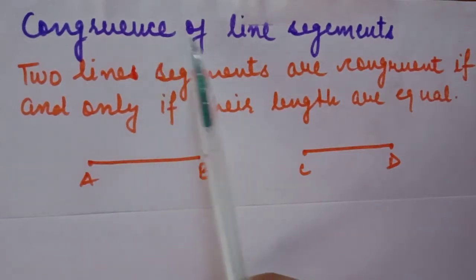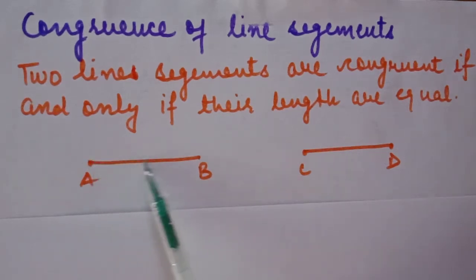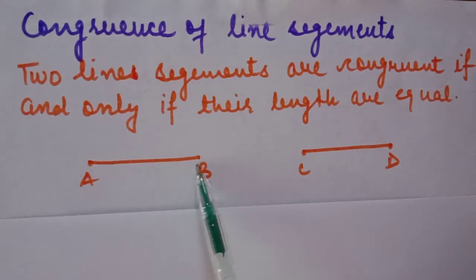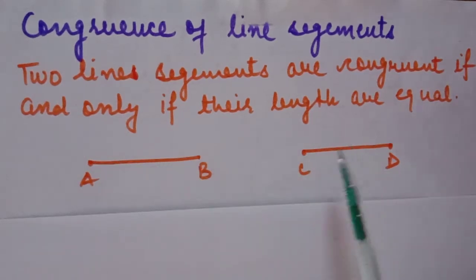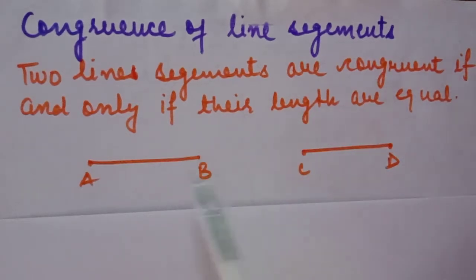Congruency of line segments. Two line segments are congruent if and only if their lengths are equal. If the measurement of line segment AB and the measurement of line segment CD are equal to each other, then these two line segments are congruent to each other.